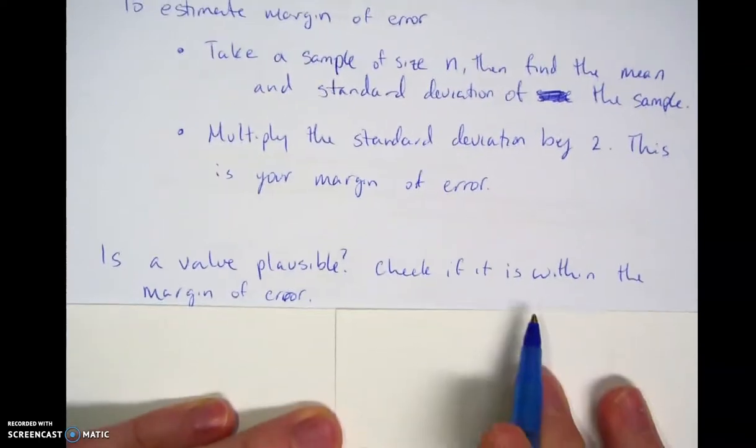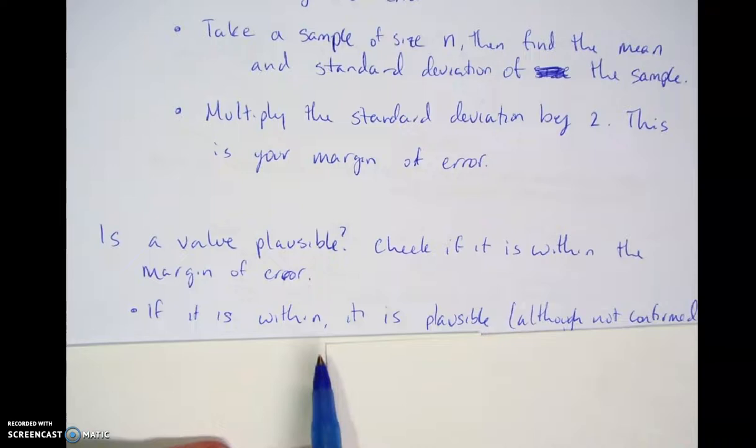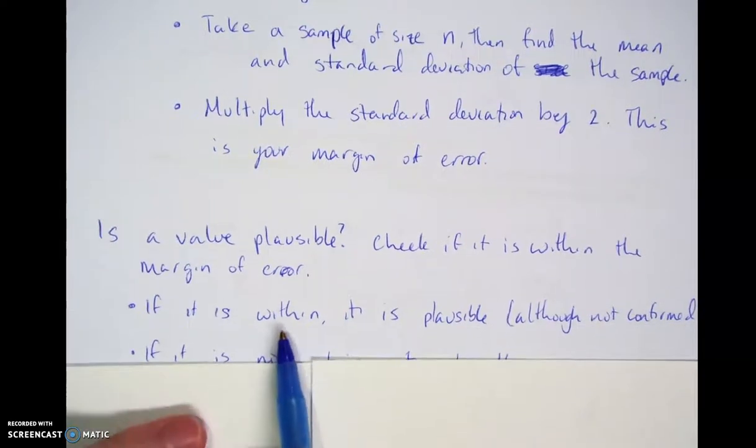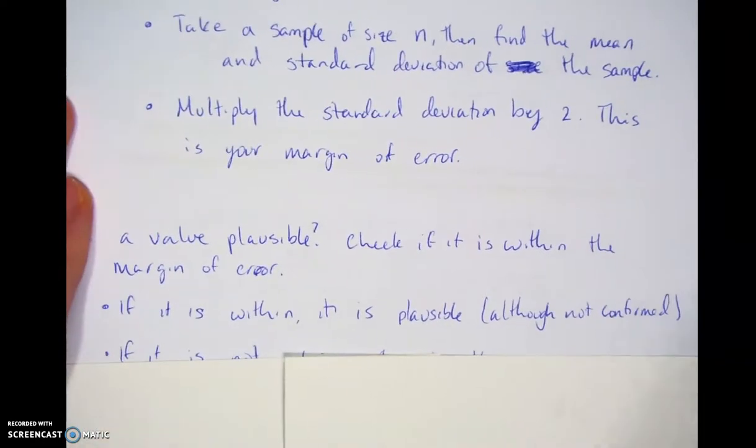And so if we want to see if a value is plausible, we check to see if it's within the margin of error. So if it's closer in the margin of error, then it's plausible. It's not confirmed, it's not proven, it's just one of the possible values.